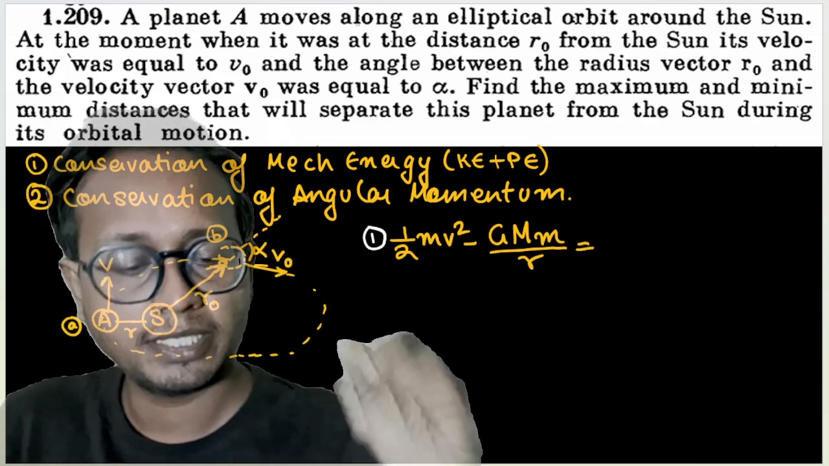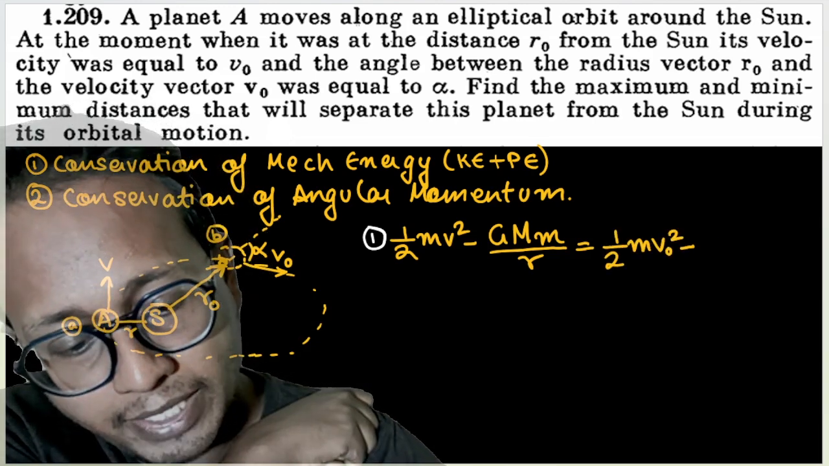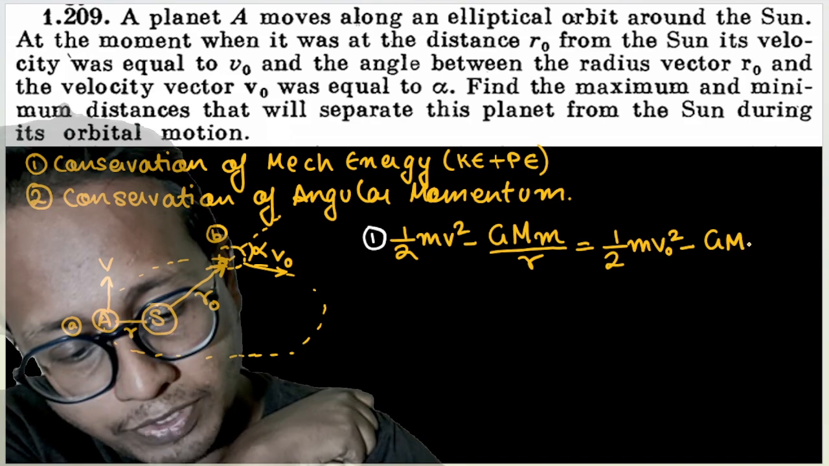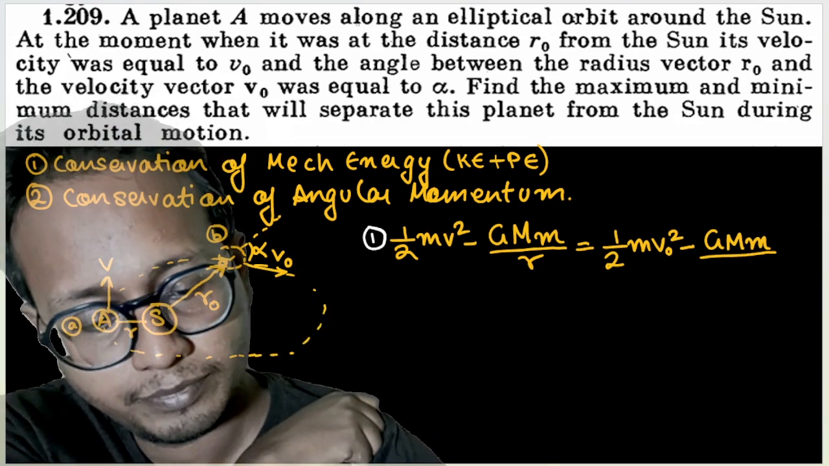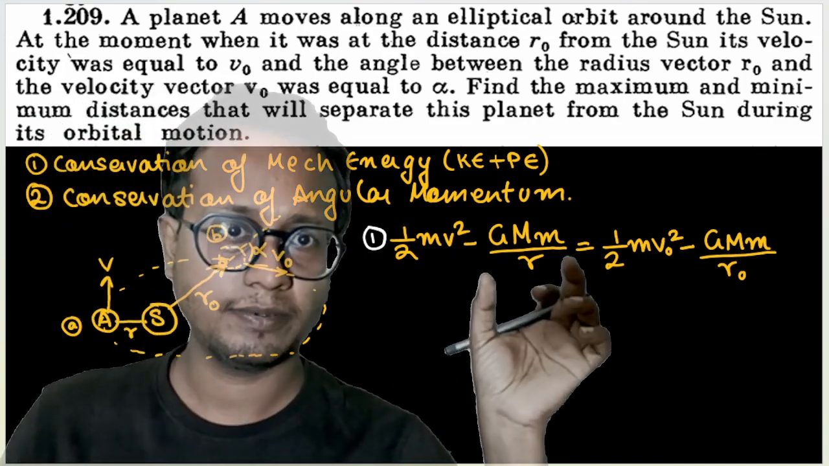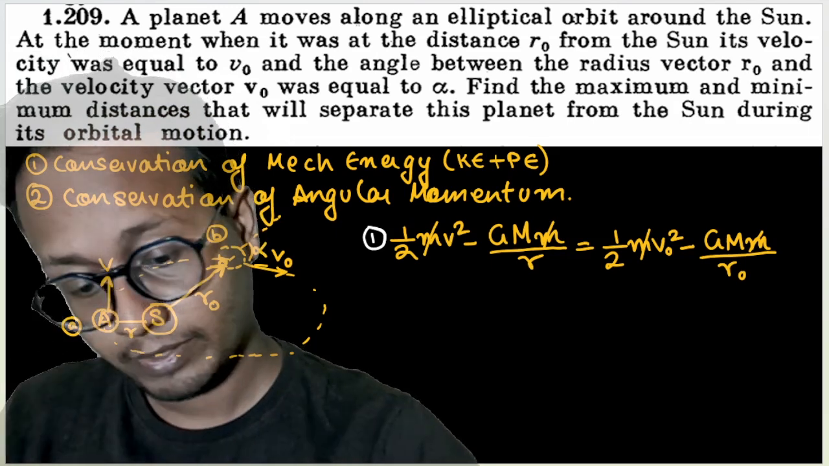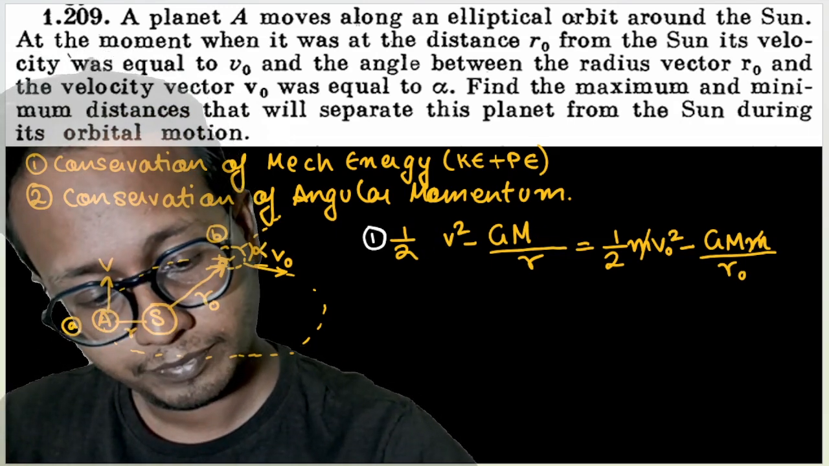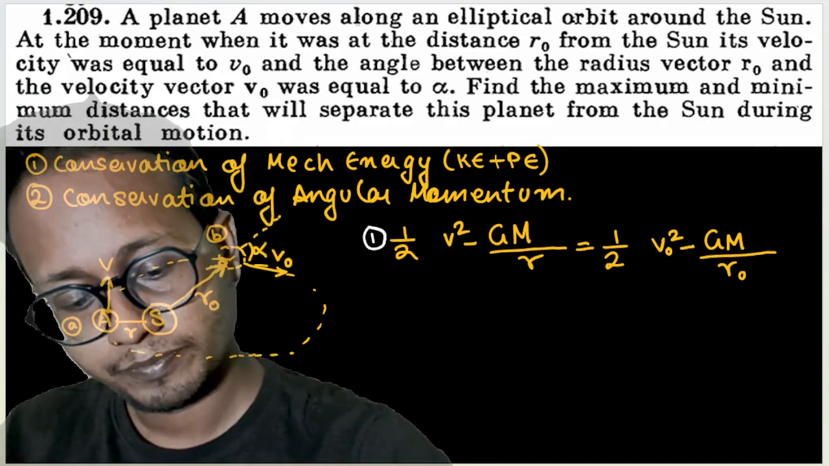What is the mechanical energy out here? Half m v0 square minus, what is the potential energy out here? G mass of Sun into mass of planet divided by this radius vector, or r0. So this is my first equation. Let me make this first equation neat and clean. This m and this m would get cancelled. So this is my first equation.